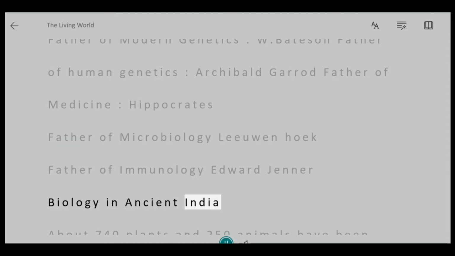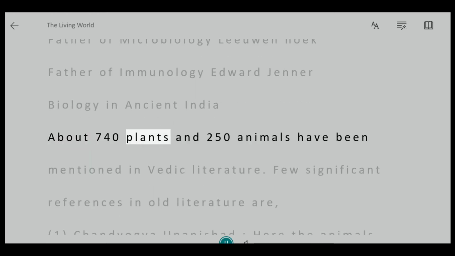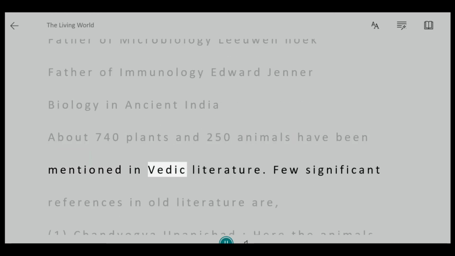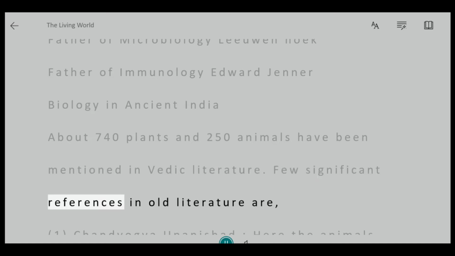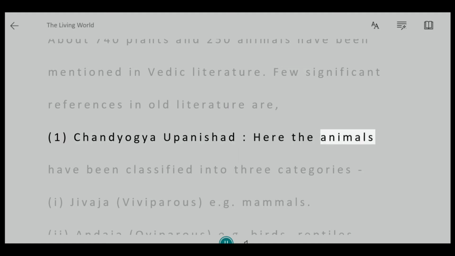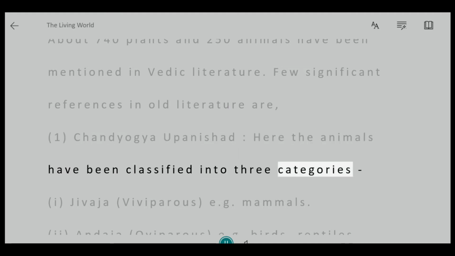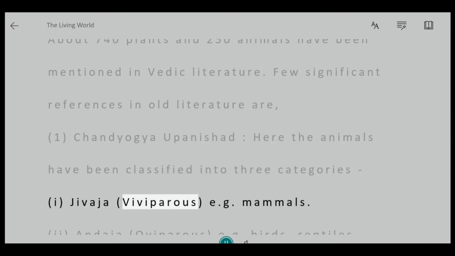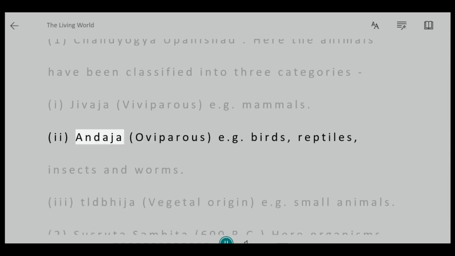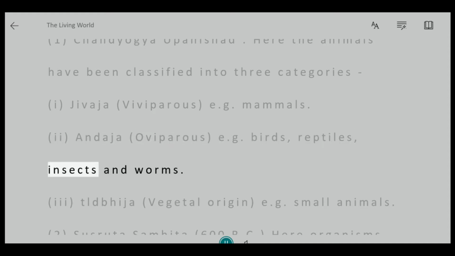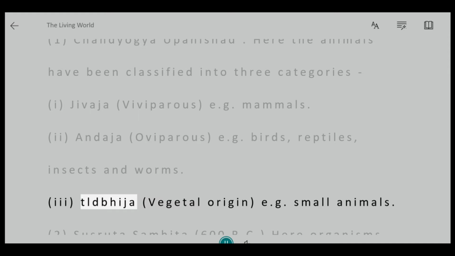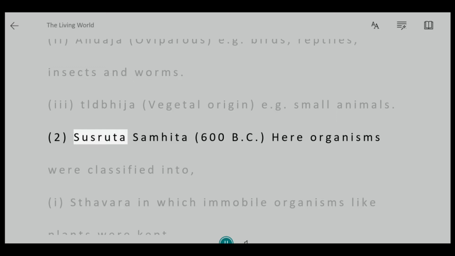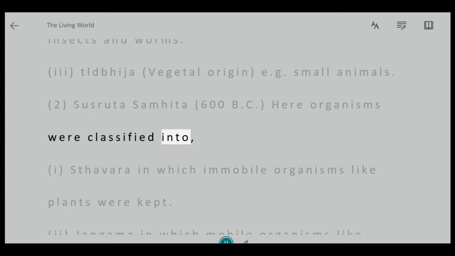Biology in ancient India. About 740 plants and 250 animals have been mentioned in Vedic literature. Few significant references in old literature are: 1. Chandogya Upanishad. Here the animals have been classified into 3 categories. 1. Jivaja, viviparous, e.g. mammals. 2. Andaja, oviparous, e.g. birds, reptiles, insects and worms. 3. Udbhija, vegetal origin, e.g. small animals. 2. Susruta Samhita, 600 BC. Here organisms were classified into 1.